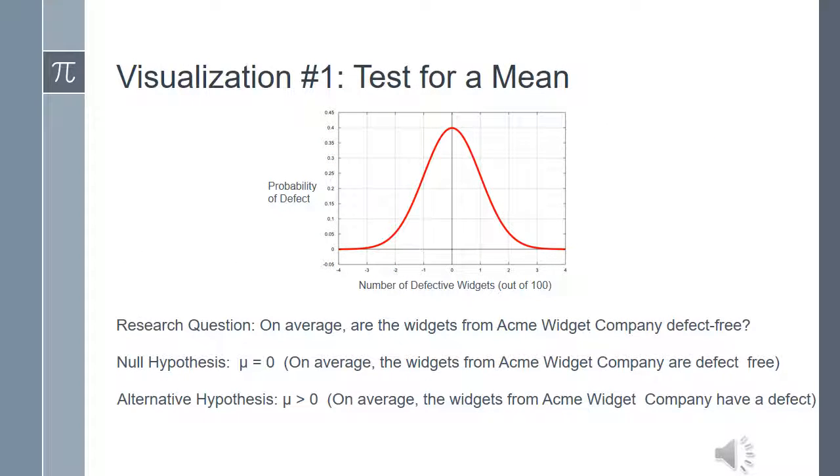Visualization number 1 is test for a mean. The research question is assessing whether on average, the widgets from Acme Widget Company are defect-free. The null and alternative hypotheses are stated as follows.